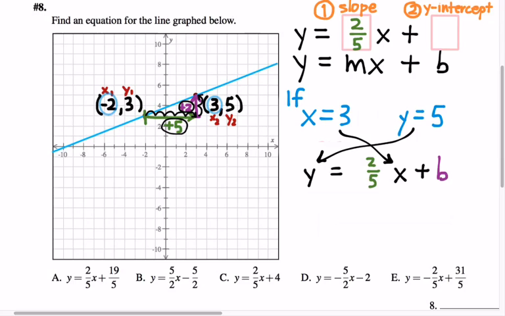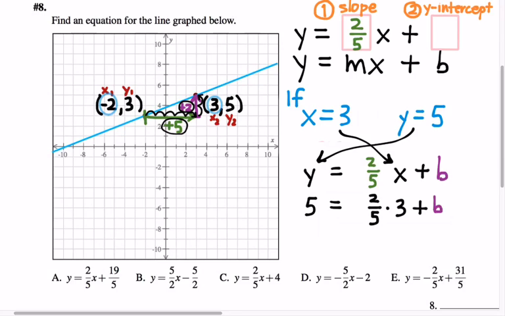But putting in specific values for x and y gives us a new equation that goes from having 3 unknowns in it down to having only 1 unknown in it, namely b. And as soon as I have an equation with only 1 unknown in it, I can solve that equation to determine the value of that unknown. In other words, now I can find out b. How do I solve this equation?